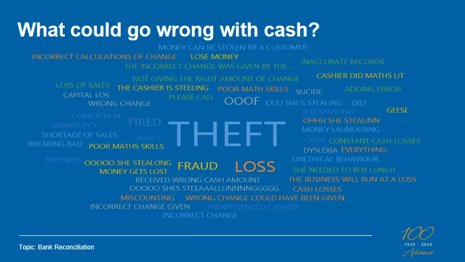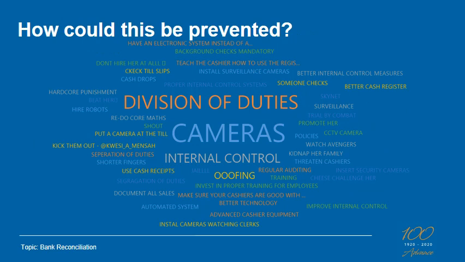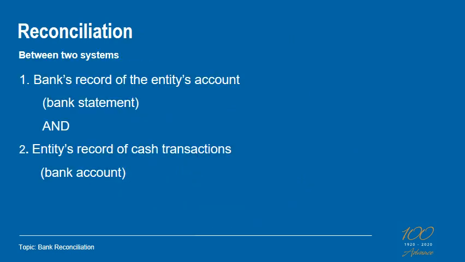Cash can be stolen as it's easily concealable, and fraud can also be committed with cash. This can be prevented by having more cameras installed and better internal control, meaning your internal auditing process should also be up to scratch. The division of duties can also help to prevent something going wrong with regards to cash.